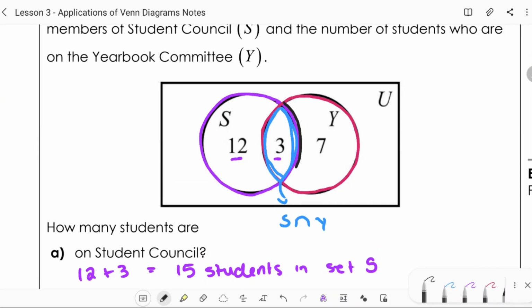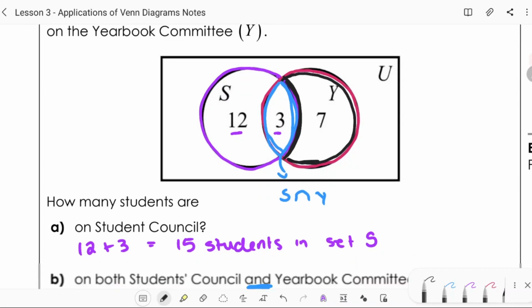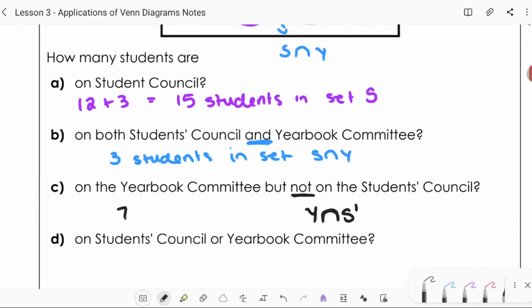So I'm looking for the things that are part of set Y, but not part of set S. And it's that section of set Y, excluding the overlap, excluding the and segment. So it's just 7 here. So we have 7 students in set Y intersect S prime.